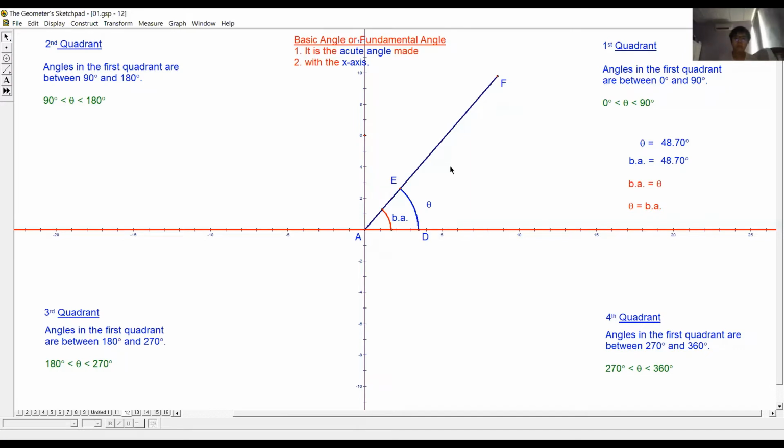But I want to look at it in another way. What is the angle between this line and the x-axis? The angle between this line and the x-axis is called the basic angle. So this red color angle and the blue color angle are the same. So I say that the basic angle is also equal to the original angle, theta.